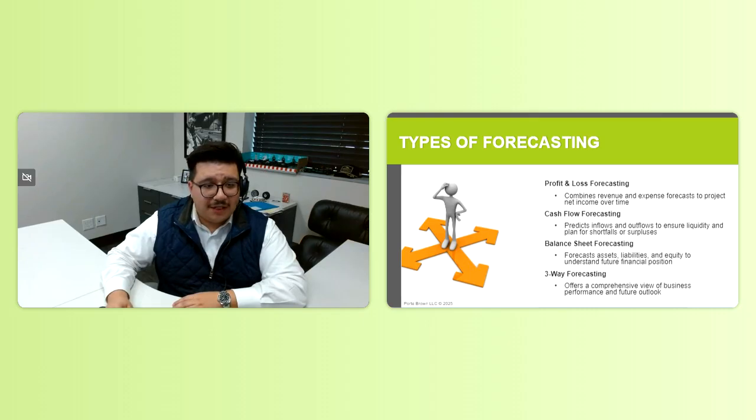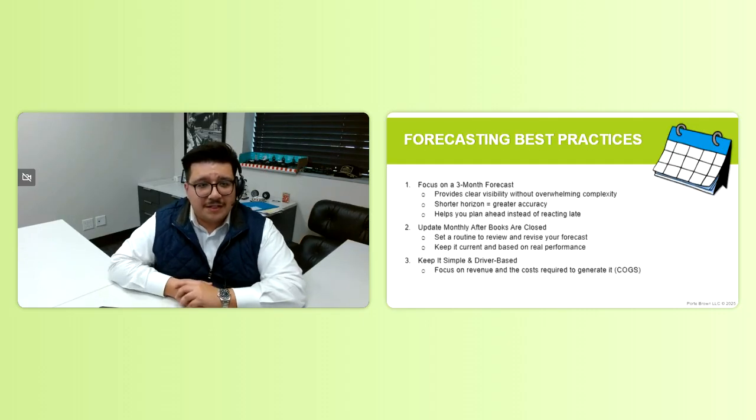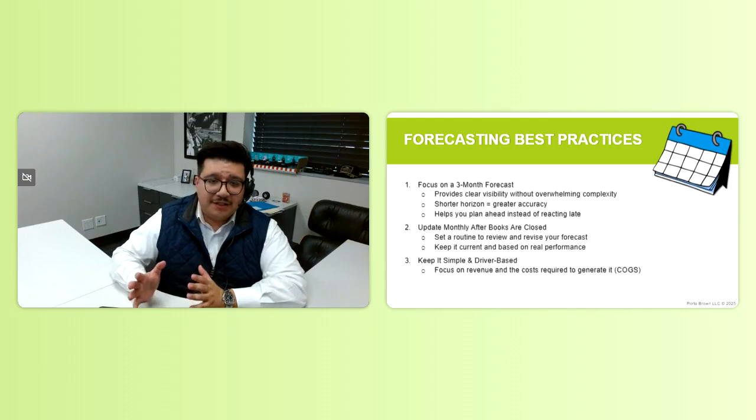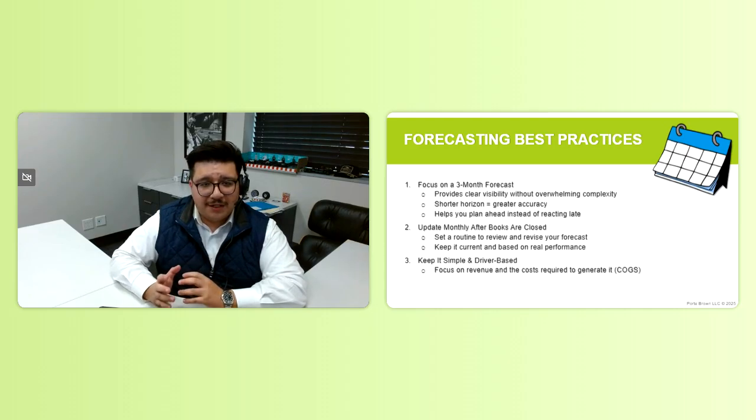So I'm going to talk about best practices when doing forecasting here. You want to focus on a 3-month forecast. Typically, that provides you clear visibility without feeling overwhelmed or complicated. It's a shorter time span, so there's greater accuracy in what's going to happen in the next 3 months. And then it's really actionable as far as what you can do within that time frame. Things happen and change quickly, and looking at a 3-month forecast allows you to be agile, make decisions in a timely manner, and react to them before they happen.